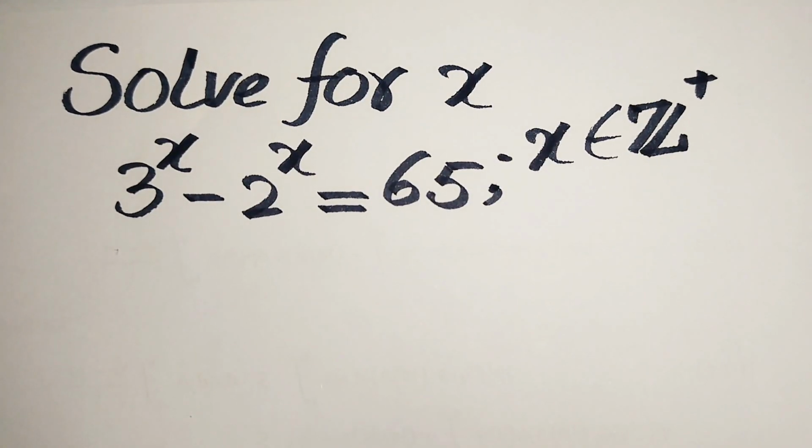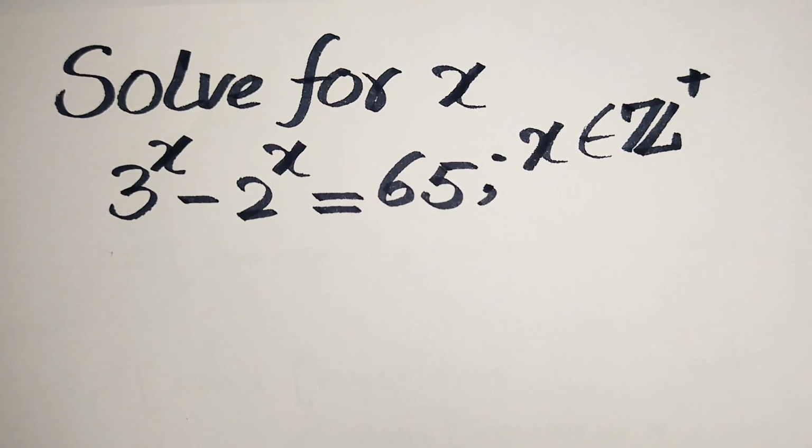So here we have this nice exponential equation: 3 to the power of x minus 2 to the power of x equals 65, and we solve this problem for all the integer values of x.